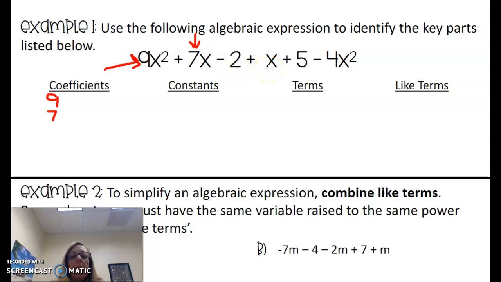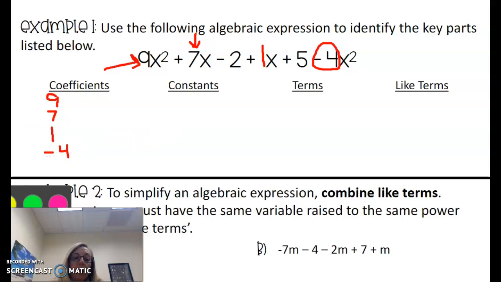But look here, I have a variable, but there's nothing in front of it. Remember, when there's nothing in front of a variable, you can always write the number 1, because we do have 1x. So that coefficient really is the value of 1. This +5 does not have a variable, so that is not a coefficient. What's my coefficient here? It is in front of the x squared, which is a variable. But remember, we have to include the sign that goes with the number. So that coefficient is actually -4.